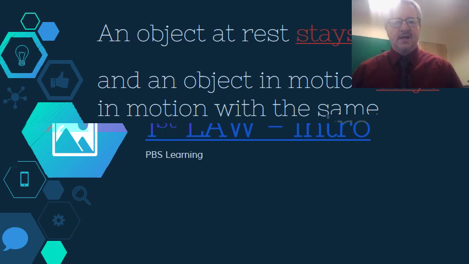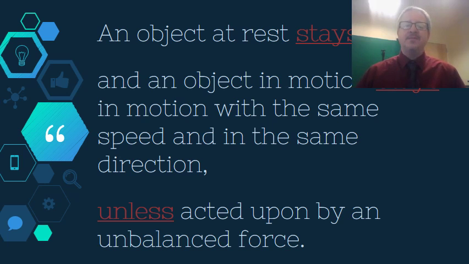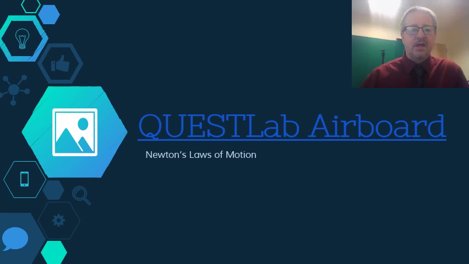Now let's talk about this. An object at rest stays at rest according to Newton's first law. Newton's first law also tells us that an object in motion will stay in motion with the same speed and in the same direction as that net force, unless it's acted upon by an unbalanced force, which you should know very well about because we've been talking about that.